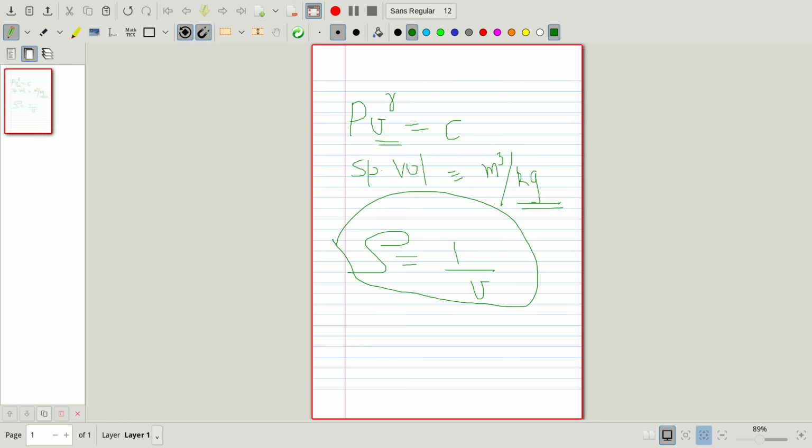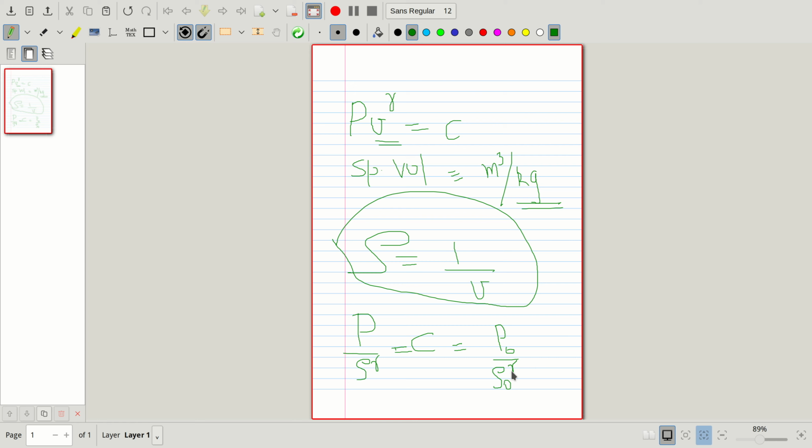So I can rewrite this as P by rho to the power of gamma equal to constant. What we are assuming is that this is true for all states. So when I look at no wave going through this, then I have P naught and rho naught, the mean atmospheric pressure and density.